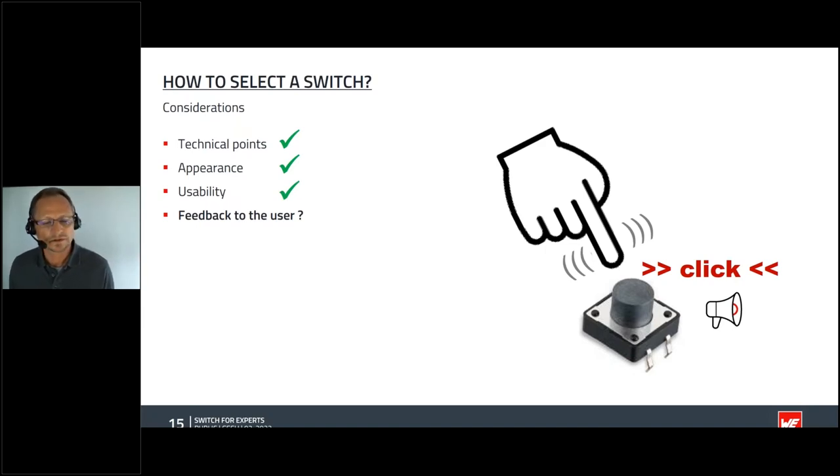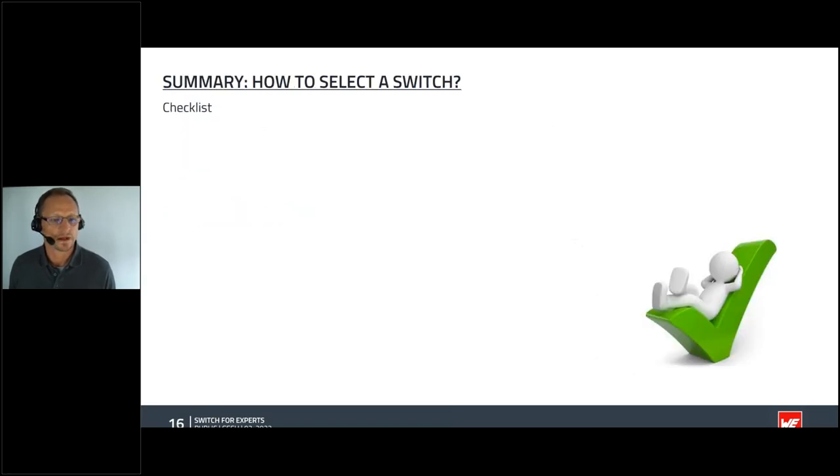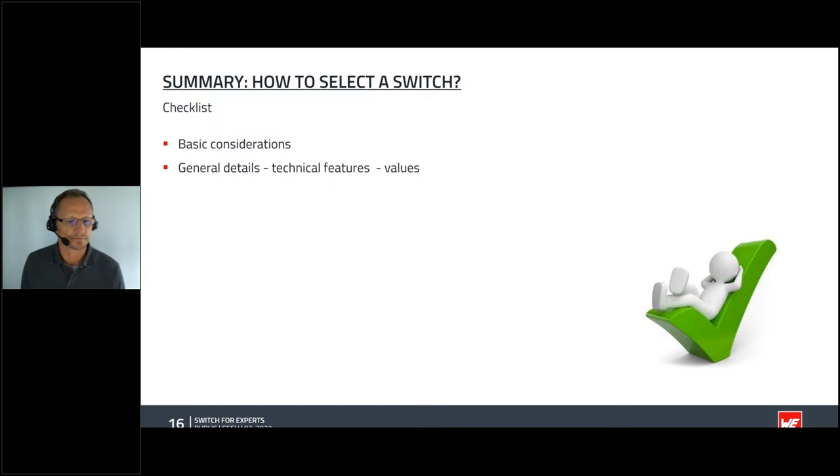So to conclude this point, don't start to look for the special electrical parameters only. You better list up all requirements by looking closely at your target application. What sound and feeling do I get from a switch? This leads me right to the next point on our agenda about the characteristics of switches. But first of all, let's do a quick summary of this chapter.